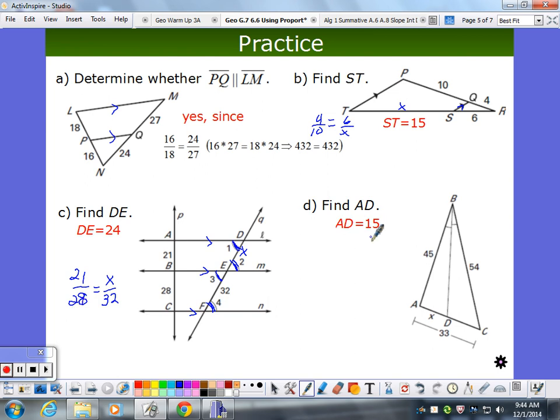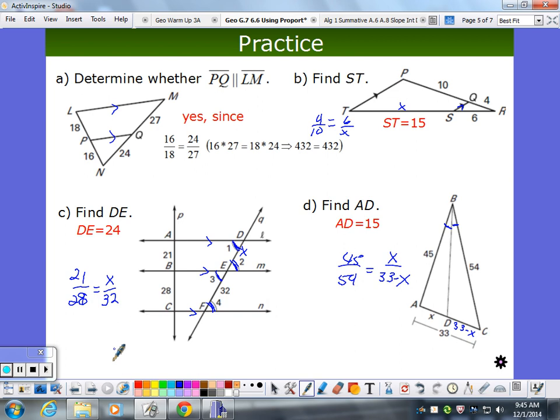Okay, and then this one, let's see, this to that is that to that. I know that because this is an angle bisector. So I don't really know what this piece is, so it's 33 minus x. What am I trying to find? I'm just trying to find AV. So 45 is to 54 as x is to 33 minus x. Take cross products, you should get AV is 15. Did I do this the same way you did it? Are there questions on these 4?